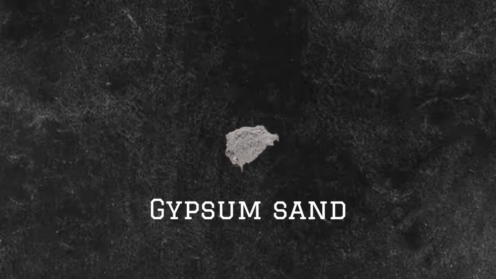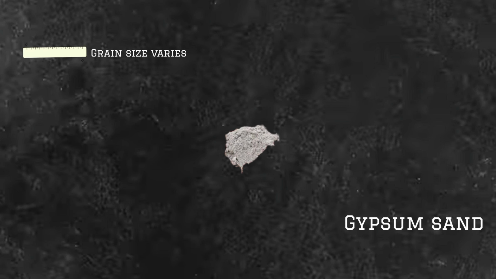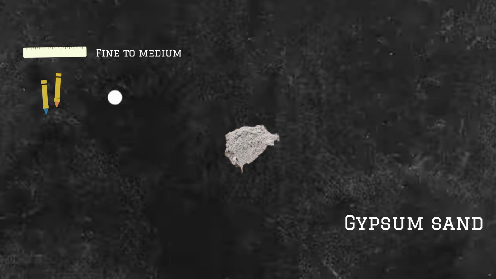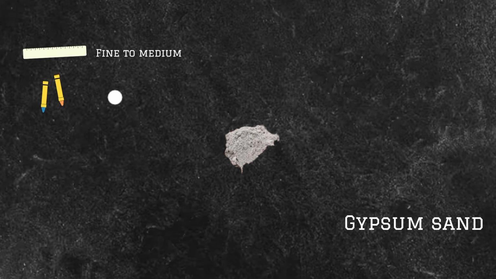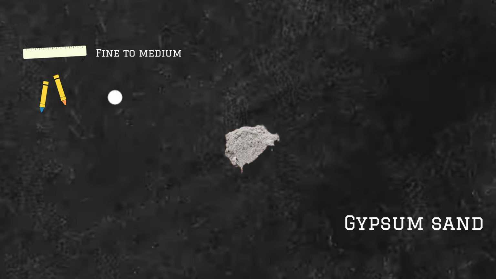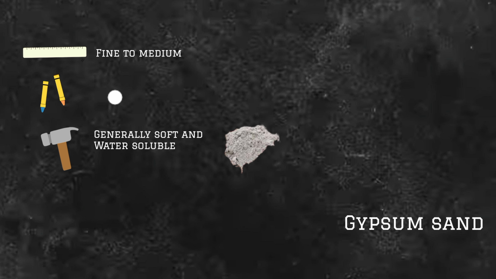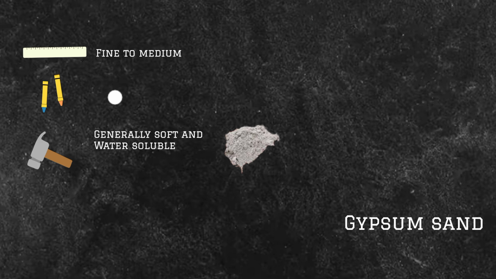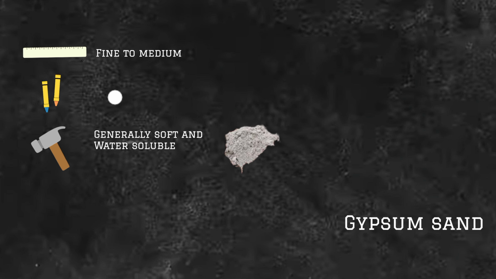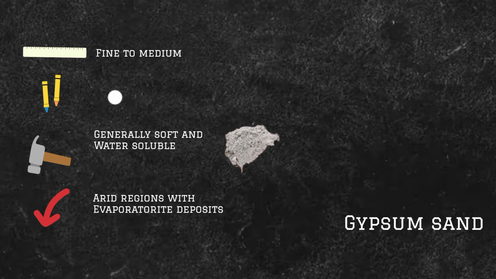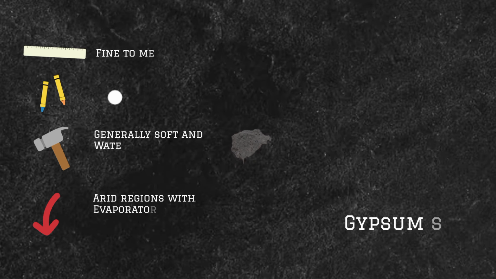Gypsum sand. Gypsum sand varies in grain size, but is generally fine to medium. Its striking coloration is white and often translucent, giving a crystalline appearance. This sand is notably soft and is water-soluble, meaning it can dissolve over time. The most famous example of gypsum sand is found at White Sands National Park in the USA, and it also occurs in other arid regions with evaporite deposits.